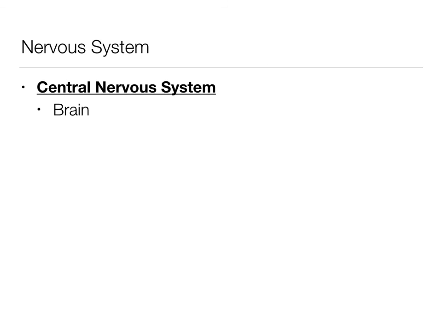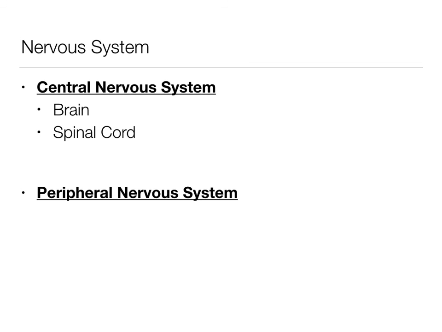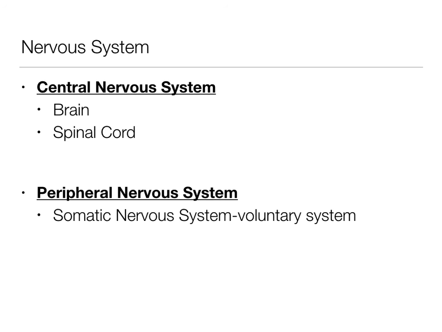The central nervous system consists of the brain and the spinal cord, whereas the peripheral nervous system includes the somatic nervous system, which is a voluntary system. So when you decide to move your arm, that's part of the somatic nervous system, okay? The autonomic nervous system is the involuntary system, okay? So that's your heart beating, that's your lungs breathing, that's reflexes. Things like that are happening on this autonomic nervous system in the peripheral nervous system.